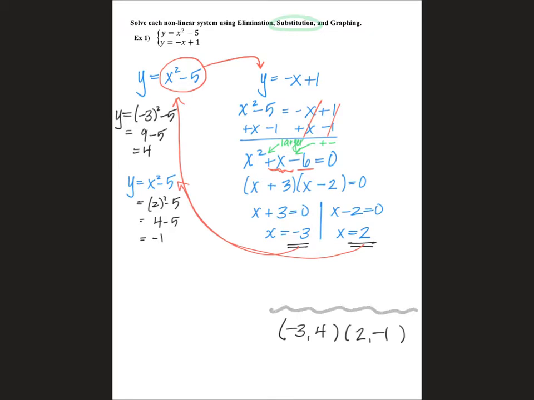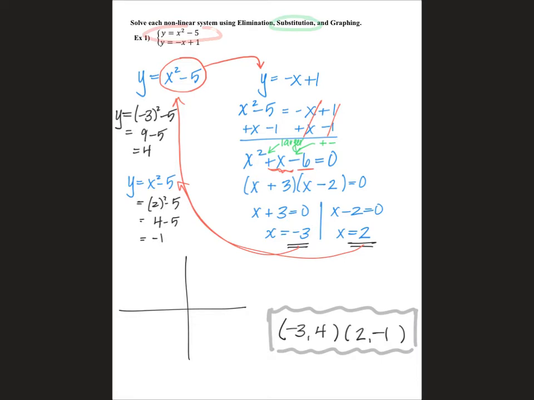Now, I am kind of curious here. If I were to graph these two equations, are they going to intersect at -3, 4 and +2, -1? Well, I'm going to give this a shot. Let's say now I have my x and y axes, and this isn't going to be perfect, but we'll do the best we can. This first equation here is a parabola.